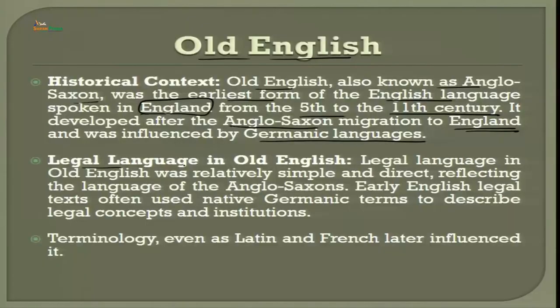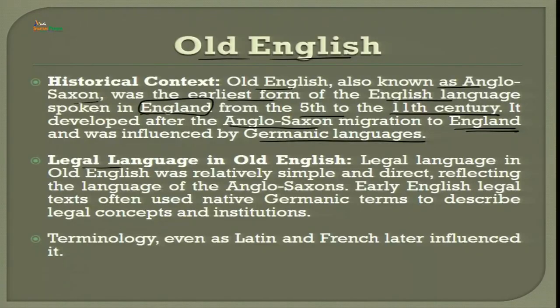Legal language in Old English: what are the specifications of that particular language? Legal language in Old English was relatively simple, direct, and reflecting the language of the Anglo-Saxons. Early English legal texts often used native Germanic terms to describe legal concepts and institutions. So they used native Germanic terms to explain everything. Now, I would like to tell you a few more important things.